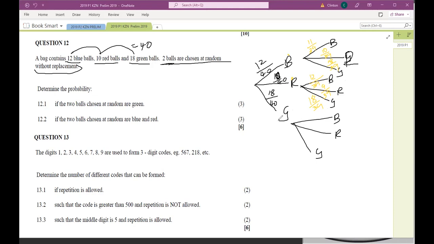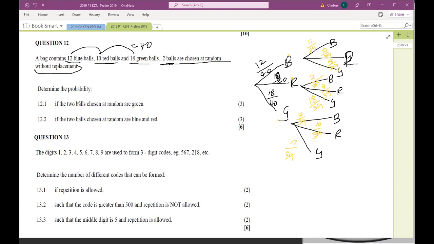Okay, if I choose green as my first option, it means I have 17 greens left. So I have 17 out of 39. Then this one will remain the same. So here I will have 10 over 39. Then here I'll have 12 out of 39, right? Then that's my tree diagram. After drawing a tree diagram, I am now sorted, right? Let's set up our solutions now.